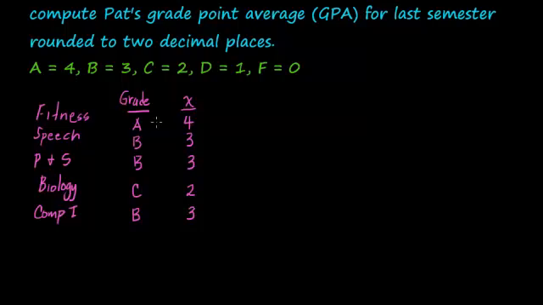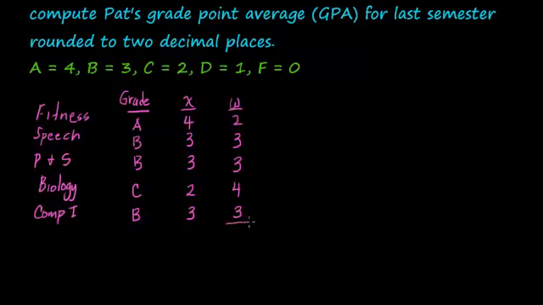But now, the reason this is a weighted mean is that fitness A, that's great, he made an A in fitness, but how much weight does that get? Well, the weight is represented by the hours of that course. So fitness is a 2-hour course. Speech, a 3-hour course. Prob and stats, 3 hours. Biology is a 4-hour course, and Comp 1 a 3-hour course.